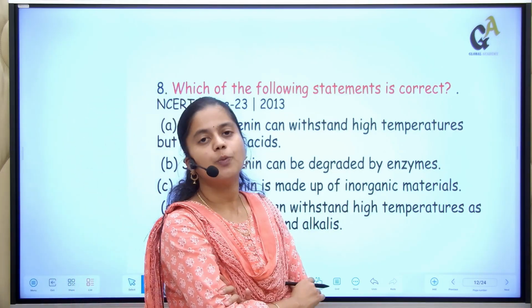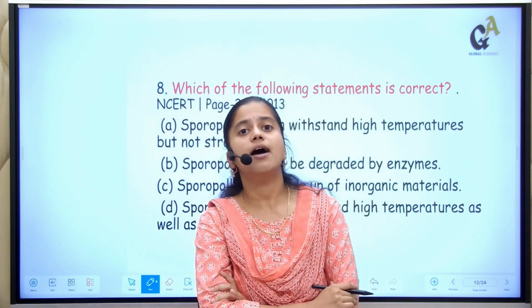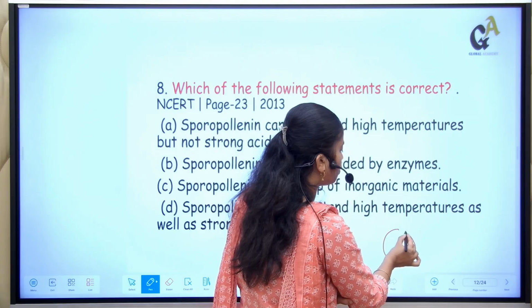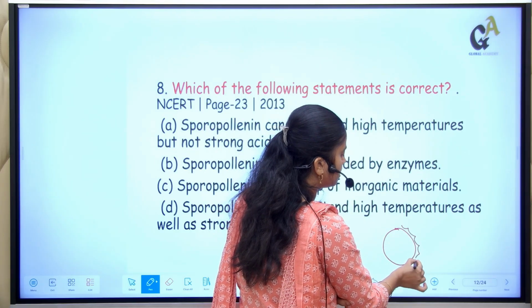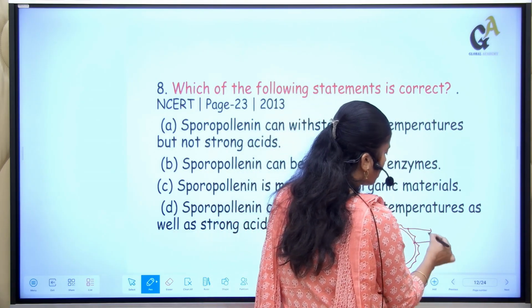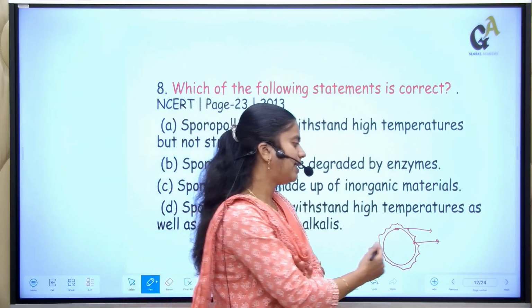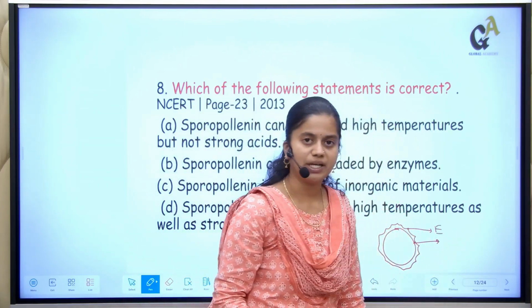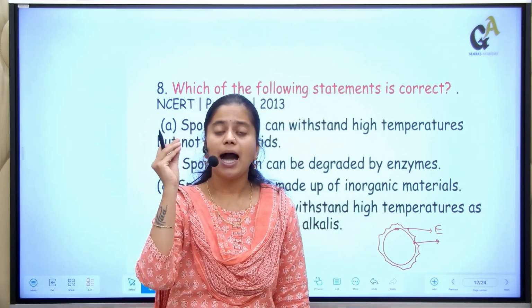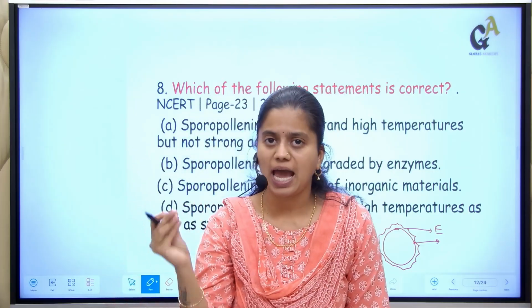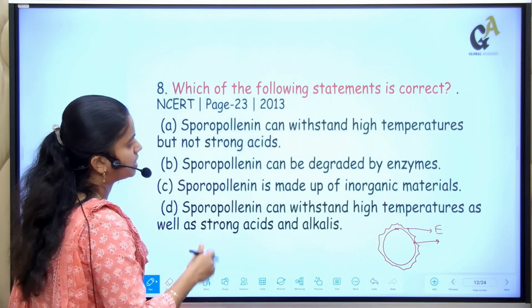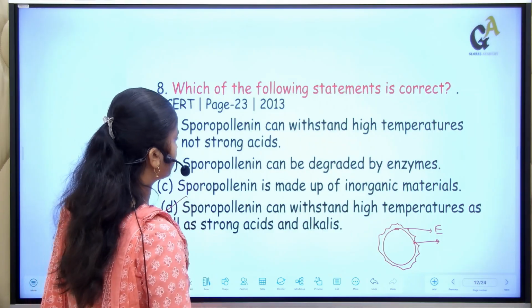So students, the sporopollenin we have studied was the material present in the exine layer. Do you remember? The pollen consists of two layers, the intine and the outermost layer called the exine. This is the exine layer and this one will be the intine layer. This exine layer was made up of sporopollenin. So the sporopollenin can withstand high temperatures. It can withstand strong acid as well as alkalis. So let us look at the options once again. Which is going to satisfy? Option D is going to satisfy the question.